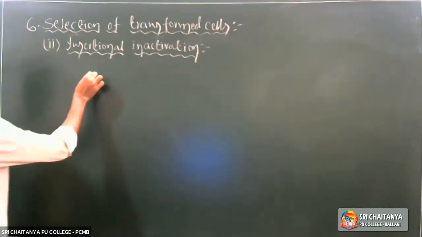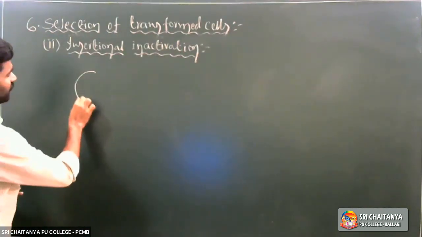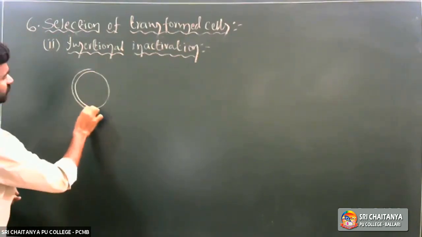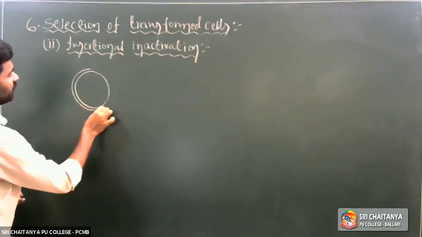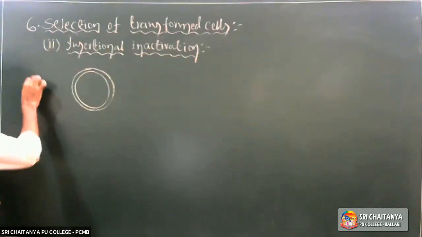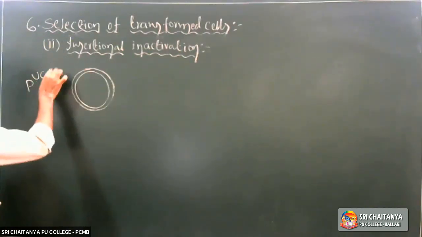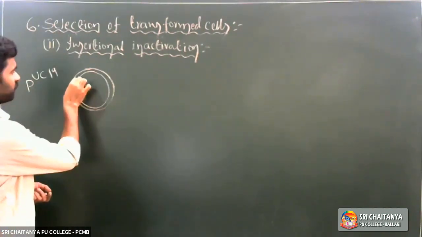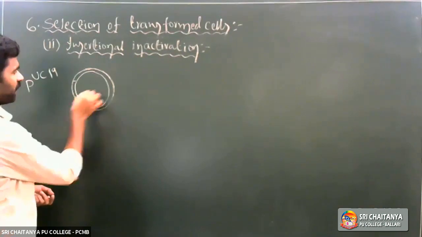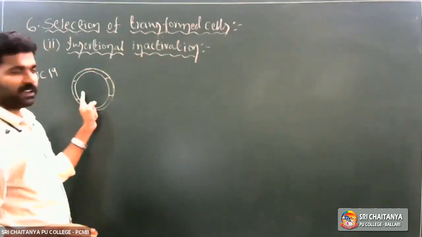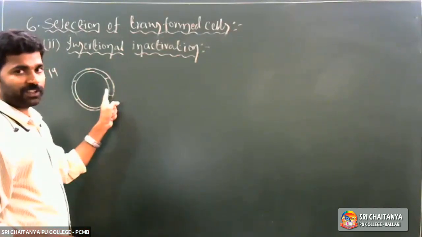But here we're using pUC19 or pUC101 vectors. It is better to take the pUC19 vector here. As usual, the pUC19 vector also has both antibiotic resistance genes, ampicillin and tetracycline resistance genes.